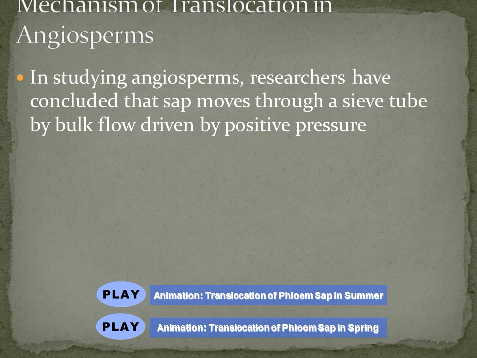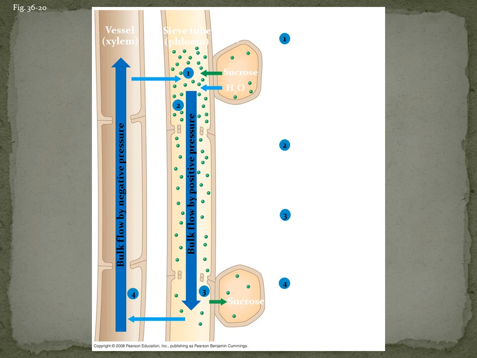And then in angiosperms, we're going to have this positive pressure. So we have a high concentration here, and the bulk flow is basically going to push them down, and then other cells can pick them up. So where it's negative pressure up in the vessel and xylem, it's positive pressure down in the phloem.